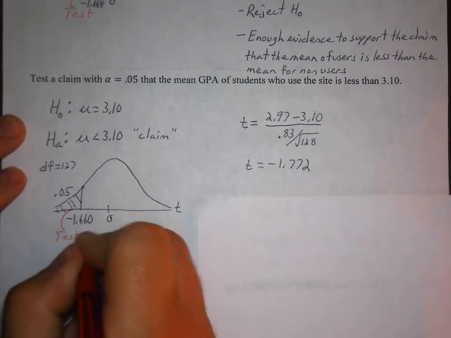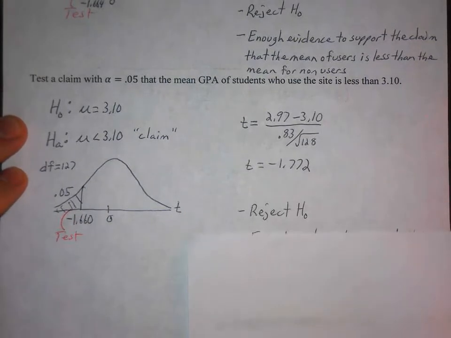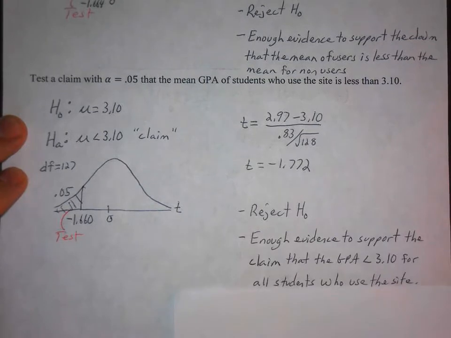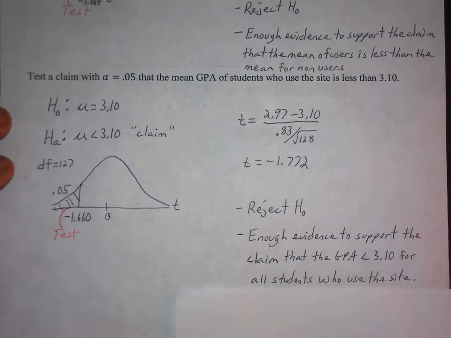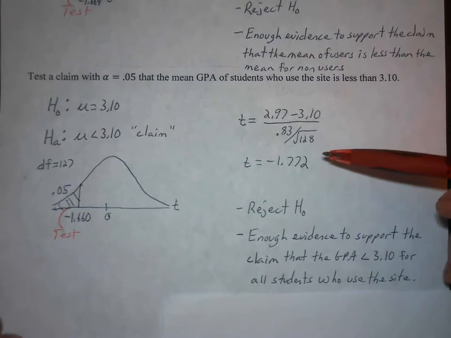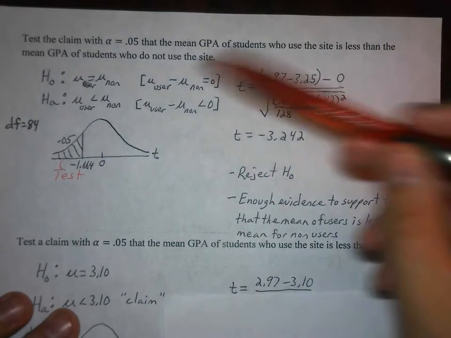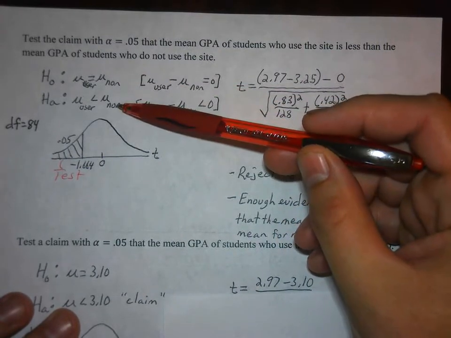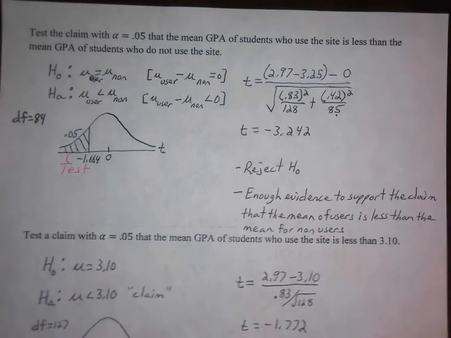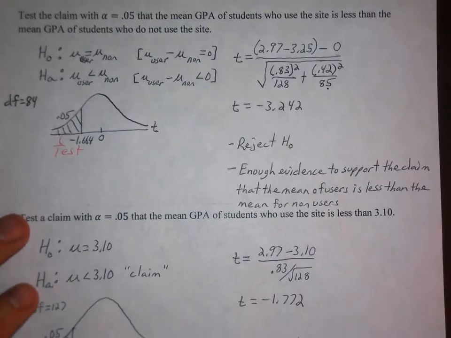Okay, so your test statistic is still in the rejection region. So we're going to reject H0. There's enough evidence to support the claim that the mean GPA is less than 3.1 for all students who use the site. Now the reason I asked you this one was that when you go through questions, you need to recognize what kind of hypothesis test it is and what formula you're going to use. Okay, on this last one, we're only back to the one group again. Compared to the one up here, where we were looking at the means of two groups. So it's up to you to recognize which hypothesis test or confidence interval we're actually working with.